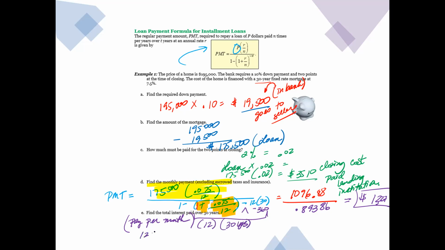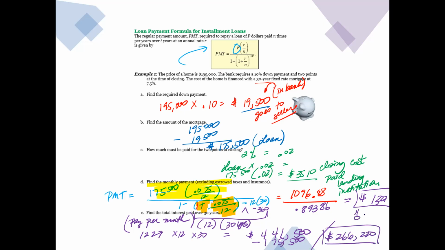So 1227 times 12 times 30. And so the total amount that you have to pay them is $441,500. So this is a lot more than your initial $195,000 price of your house, but you have to subtract the 175, which is your actual loan, and how much you're paying in interest, $266,220, which is absolutely astonishing because you can technically buy over 2 homes with that amount.